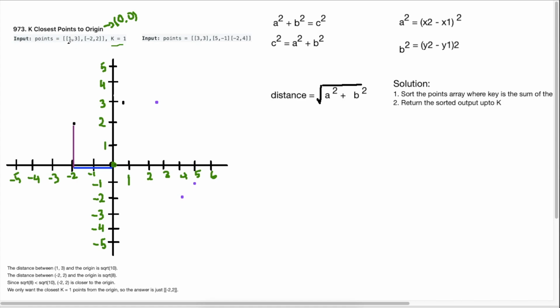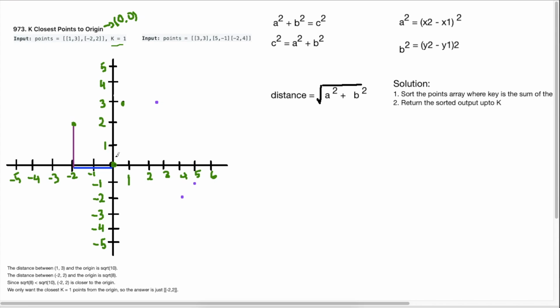So let's walk through this first example. So if I plot 1, 3, I'm here. So this is 1, 3. And if I plot -2, 2, I'm here, right? And since our k is 1, we just need to return the closest point, basically. So we need to return one point that's closest to this origin, 0, 0.